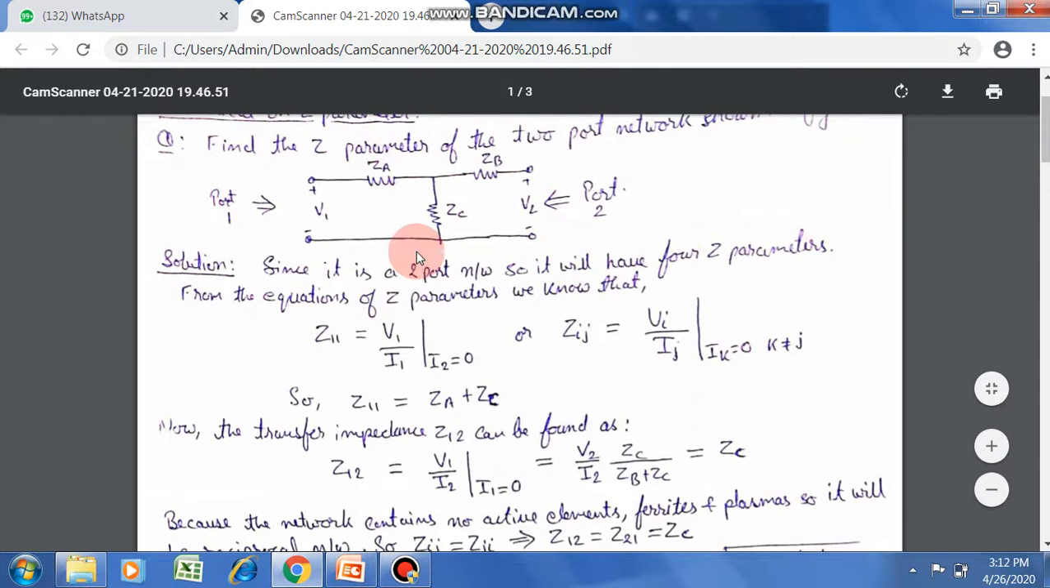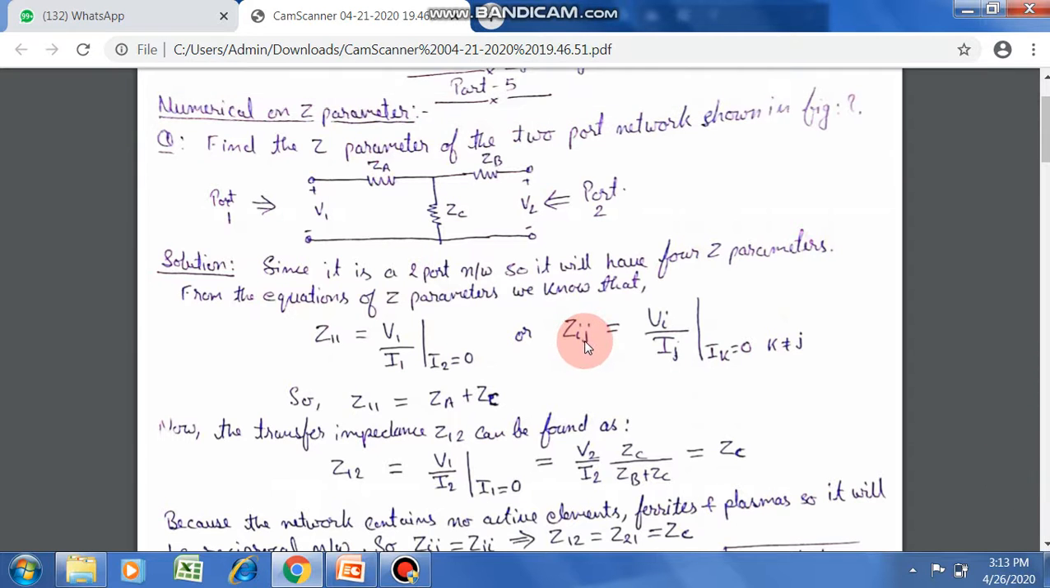Now it is a two-port network, so we know that there will be four Z parameters. This I have told you. So first we will find Z11. So this is the formula for Z parameters, if you want to find an individual element. In Zij, the first index i is always output and j is always input. So output voltage upon input current, the driving current. And the other current we will make zero, means open circuited.